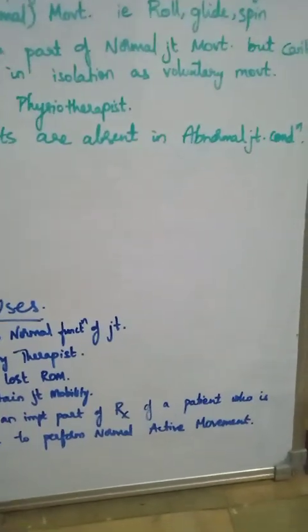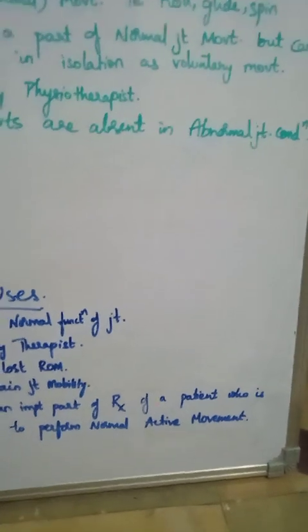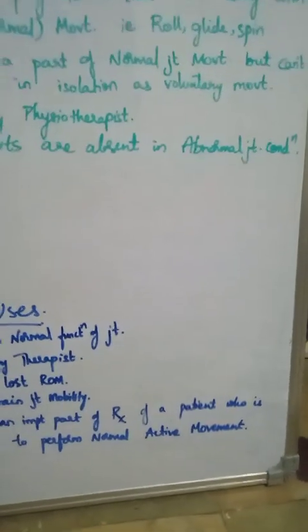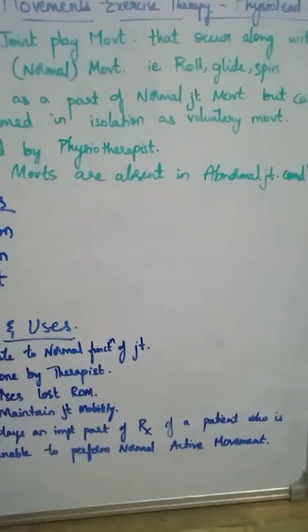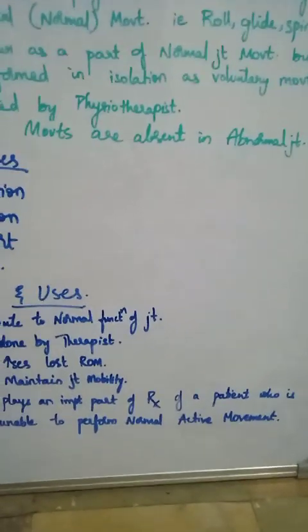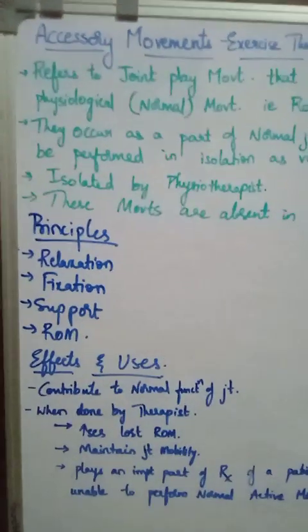And also these movements are absent in abnormal joint conditions. What are the abnormal joint conditions? They are severely or significantly stiff joints, which will be mostly seen in rheumatoid arthritis or osteoarthritic conditions. As I said in the passive movements, the principles will be almost the same.